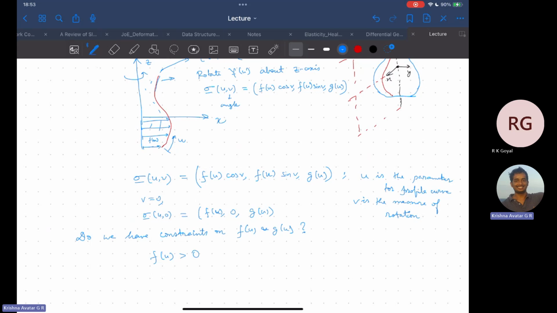That is definitely the case. Otherwise, we cannot generate a surface of revolution if f of u is less than 0, because then you will be trying to penetrate into the surface itself while we are generating, which is not possible.